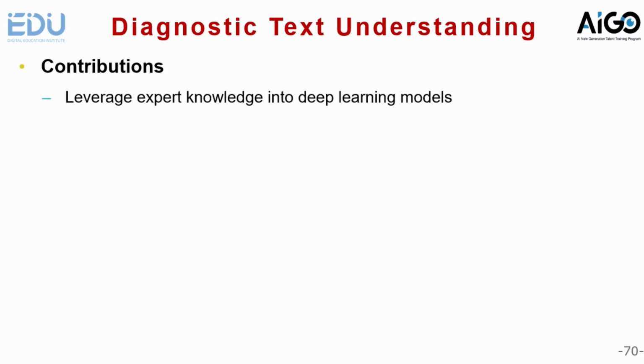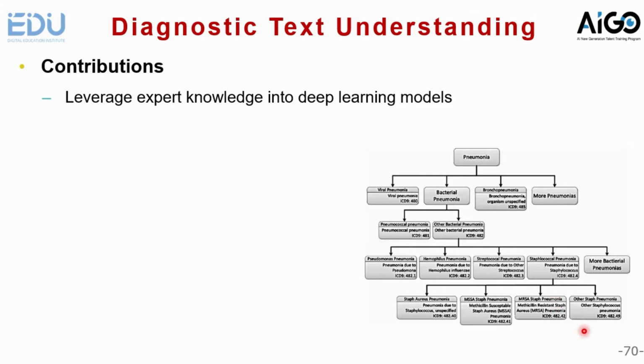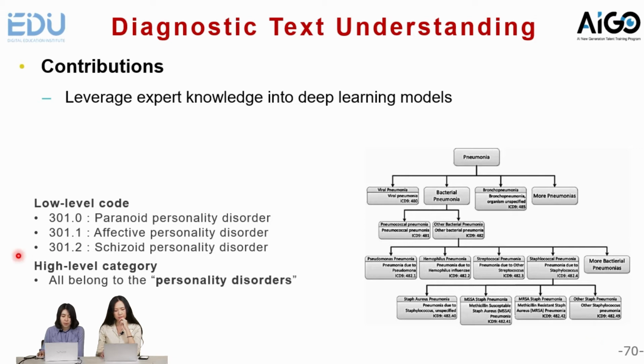But the rare codes usually do not have a lot of data, so how do we get better performance for them? We try to utilize some expert knowledge. For example, in the ICD schema, they have the code information. Two codes may belong to the same category. For example, two codes both belong to personality disorder, so we know they are related to each other.